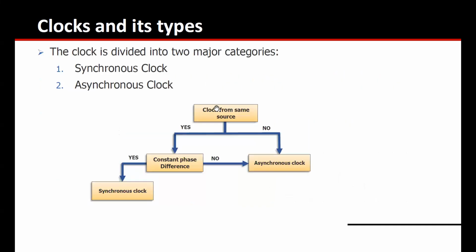So there are 2 types of clock present: one is a synchronous clock and the other is an asynchronous clock. So let me tell you what's the difference between a synchronous clock and an asynchronous clock.